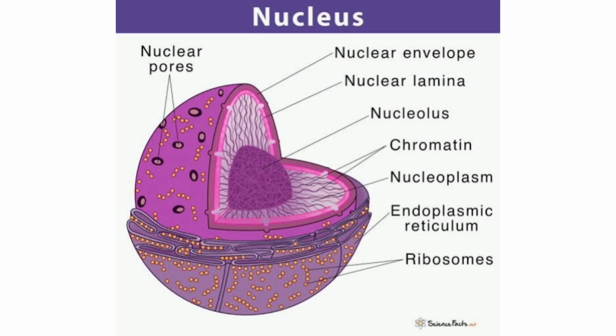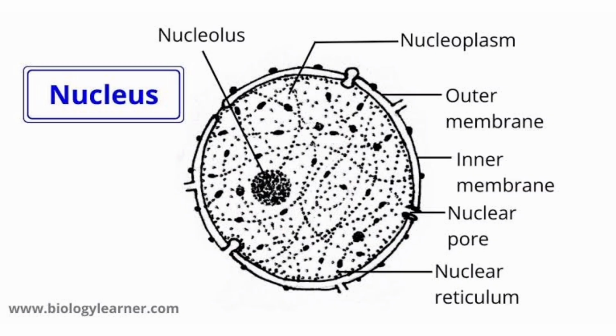These DNA are present in the chromatin material. Chromatin material is a visible entangled mass of thread-like structures. Whenever the cell is about to divide, the chromatin material gets organized into chromosomes.